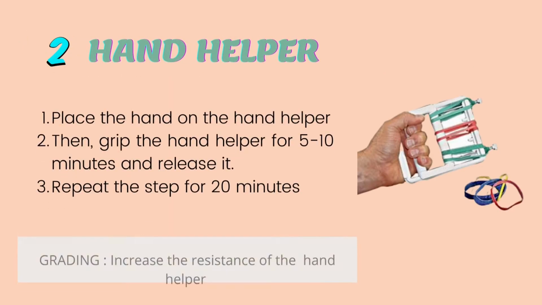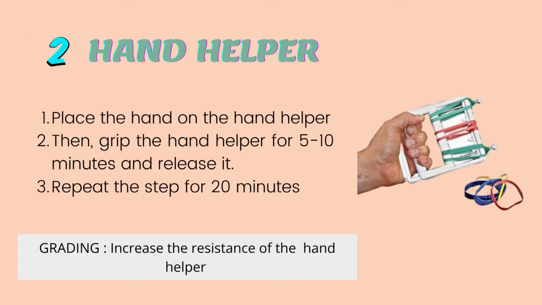Next, the second strengthening activity is by using a hand helper. The procedure is, first, place the patient's hand on the hand helper and ask them to grip the hand helper for 5 to 10 minutes and release. Then, ask them to repeat the step for 20 minutes. To grade this activity, we can increase the resistance of the hand helper.